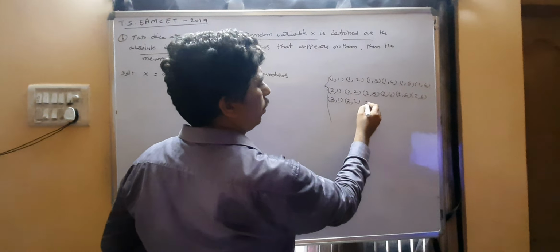So X is the difference between the two numbers. The difference may be 0 or 1 or 2 or 3 or 4 or 5.